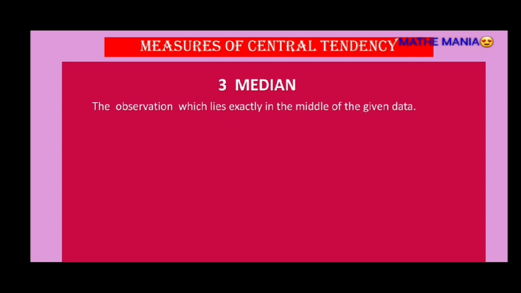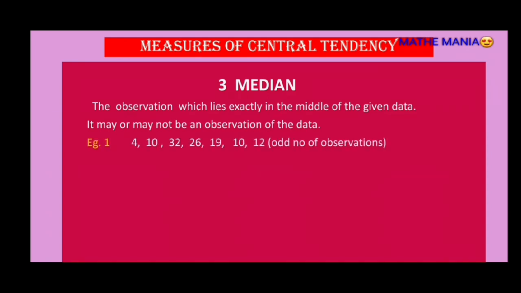Median is that observation which lies exactly in the middle of the given data, and it may or may not be an observation of the data. So let's understand what median is with the help of these examples. Now, median is calculated separately for odd and even number of observations. So in our first example, there are an odd number of observations, that is 7.